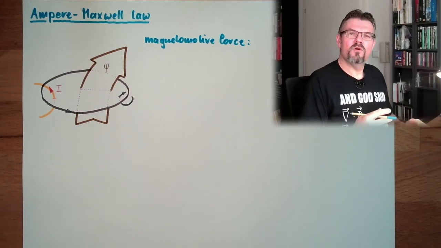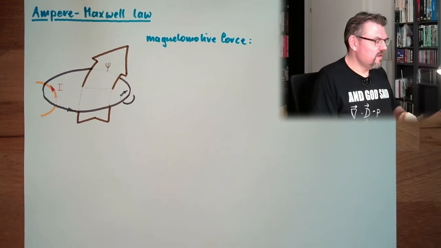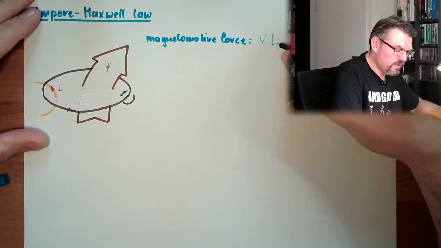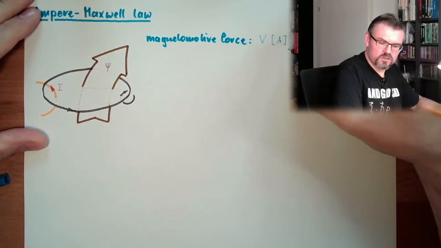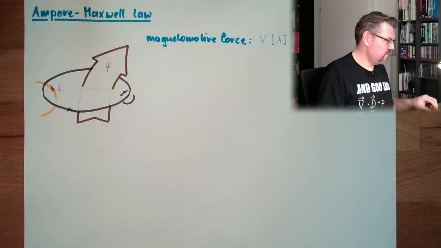I will use the symbols we are using in Austria or in German-speaking countries. And this is a V. The unit is ampere, we said. This is what we have already seen last time.